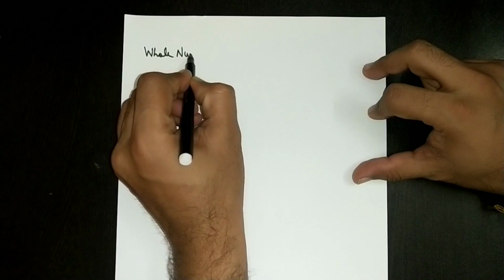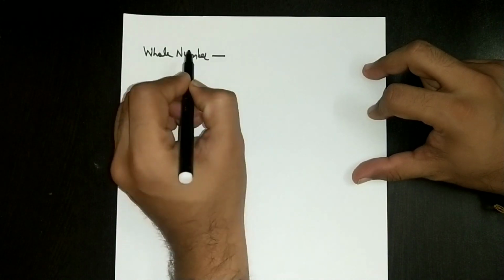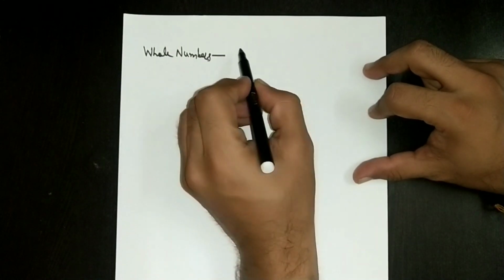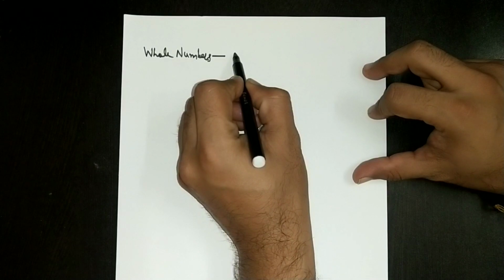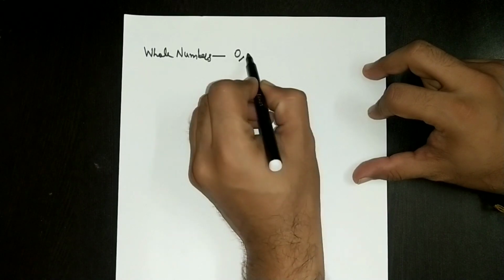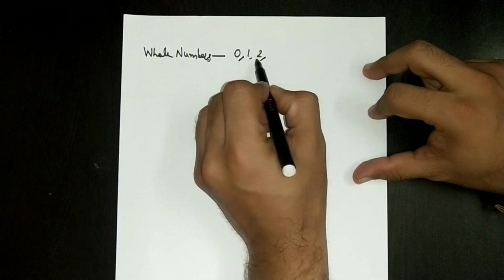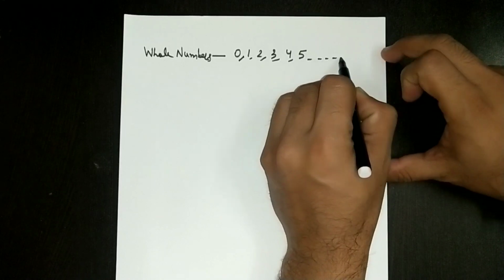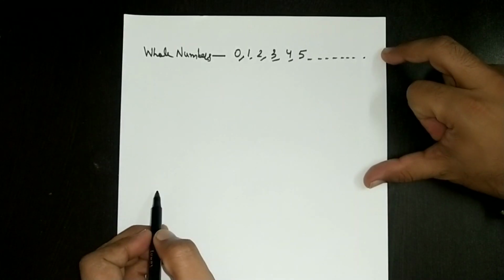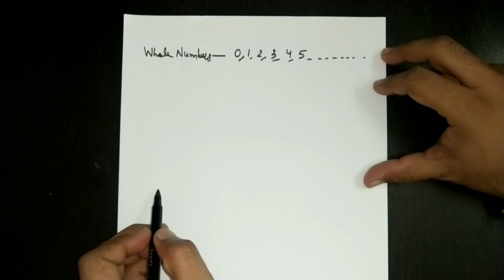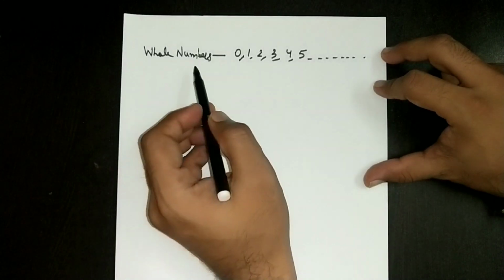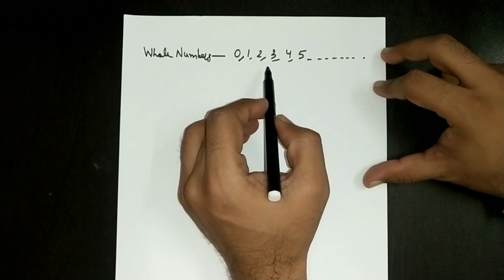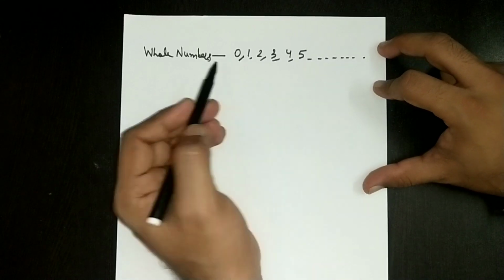Whole number. Whole numbers are the numbers which starts with 0: 0, 1, 2, 3, 4, 5 and so on. So the whole numbers are the numbers which starts with 0. All positive numbers which starts with 0 are your whole numbers.